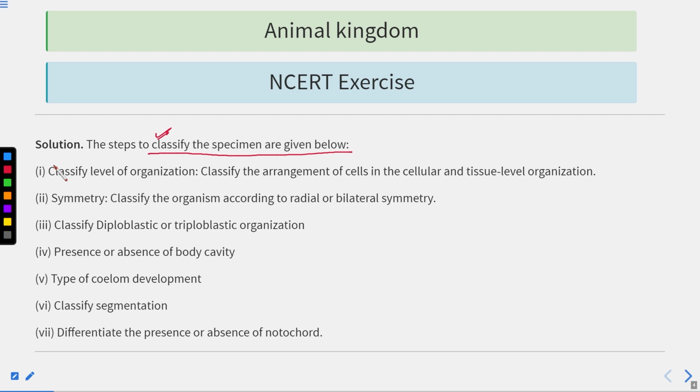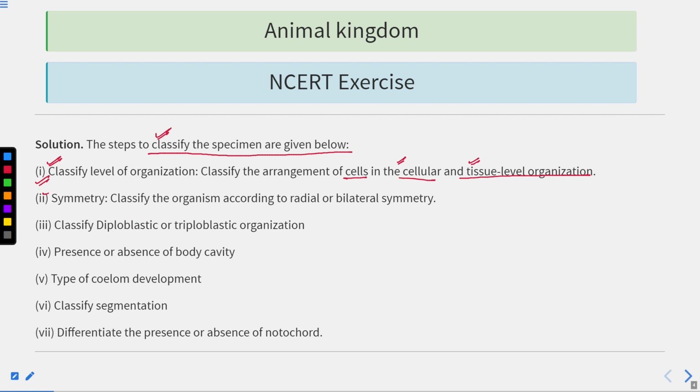Classify the level of organization. What level of organization is it? Classify the arrangement of cells in the cellular or tissue level of organization. You will see the organism and, on the basis of the level of organization, whether it is having a cellular grade of organization, a tissue level grade of organization, or an organ level of organization or organ system level of organization. So all these things you are going to follow in this step of classifying the level of organization.